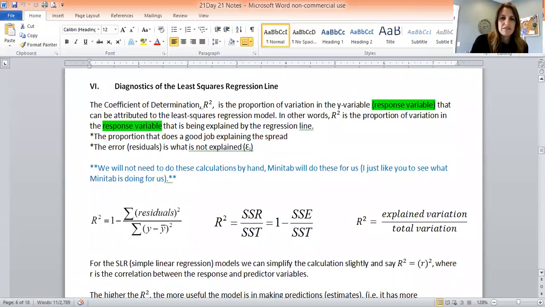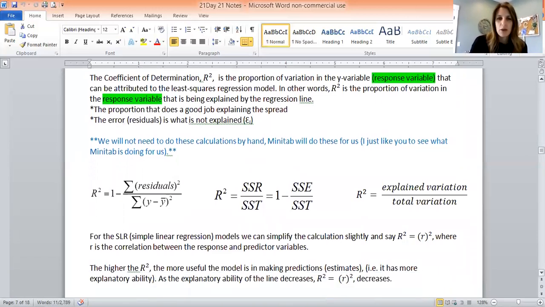All right, the diagnostics of the least squares regression line. What we're talking about here is the coefficient of determination. This is R squared. R squared represents the proportion of variation in my y variable that is being explained by my equation of my line. So it's how much of the variation of my response variable is being explained by the line. If R squared is larger, then it does a good job explaining the spread, and the error, the residuals, is what's not explained. That's my epsilon in my population equation.